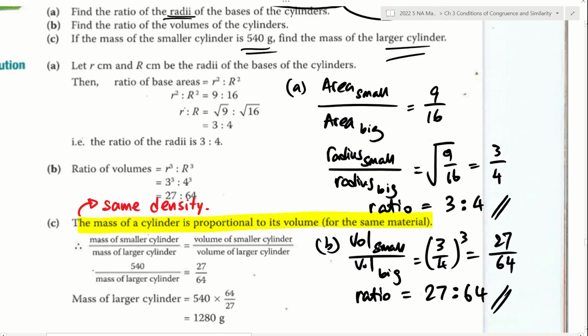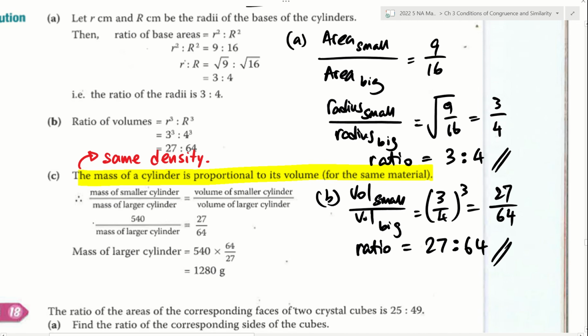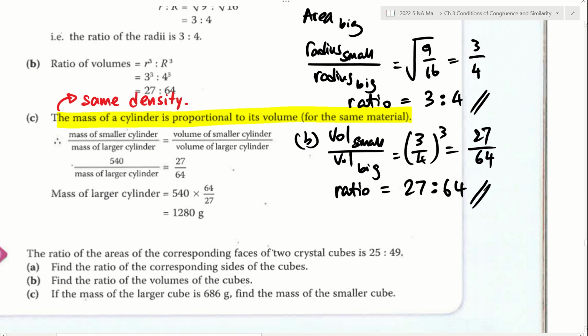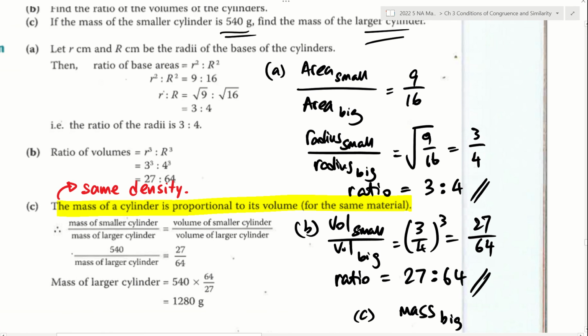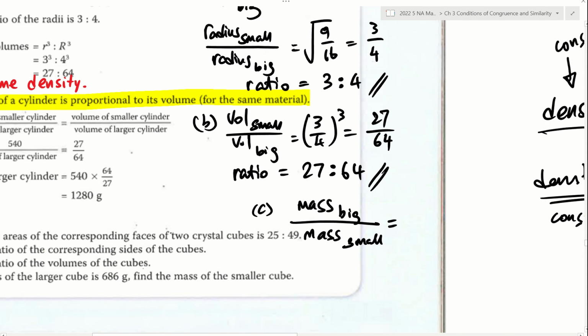So now they tell you the mass of the smaller cylinder is 540, find the mass of the larger cylinder. Very easy. But they want to find big one, right? Okay. Mass big, divide by mass small, because whatever unknown I need, I put at the top. Mass small equal to the same as volume, because it's directly proportional. And we had the relationship for volume already.